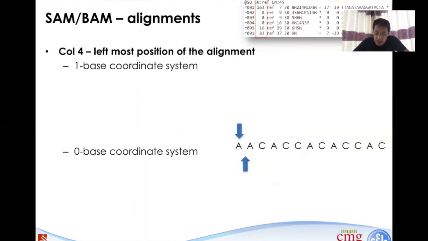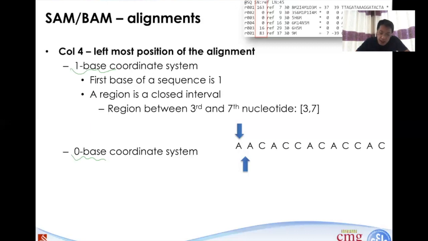And the next one is the position, the genomic position. This sounds like a pretty straightforward number, but actually there is something that we need to pay attention to. The real concept is that there are two different types of definition of this genomic location. For example, there is a one-base coordinate system and a zero-base coordinate system. For the one-base coordinate system, the first base of the sequence is 1.